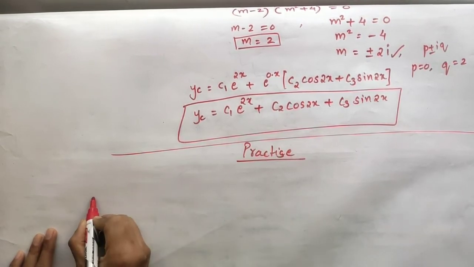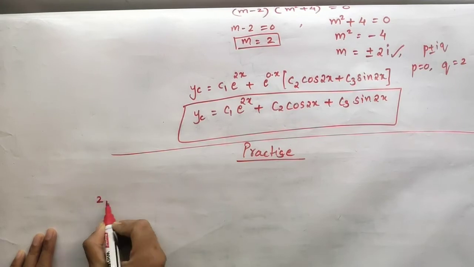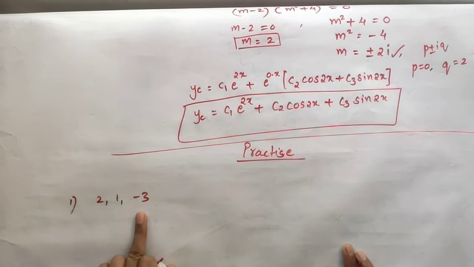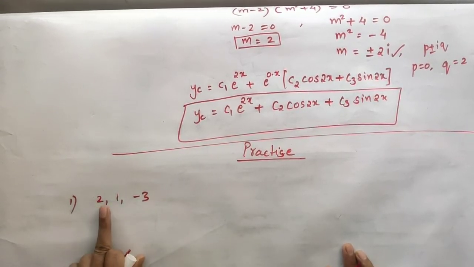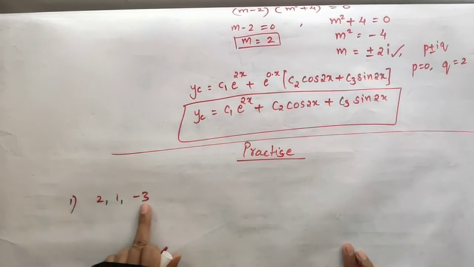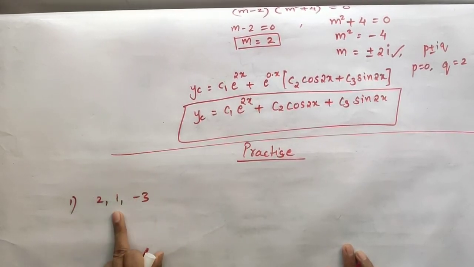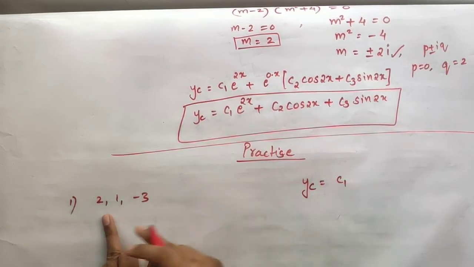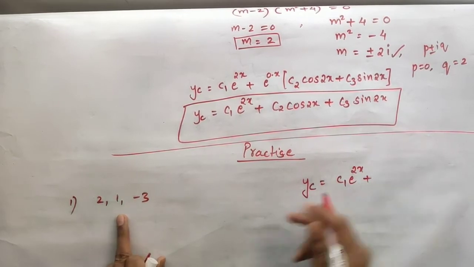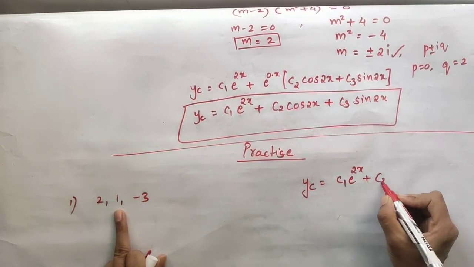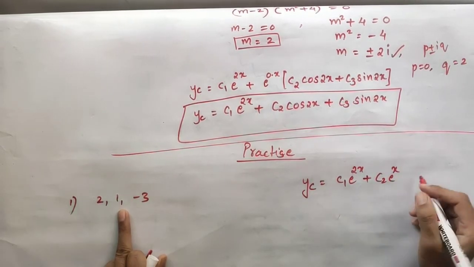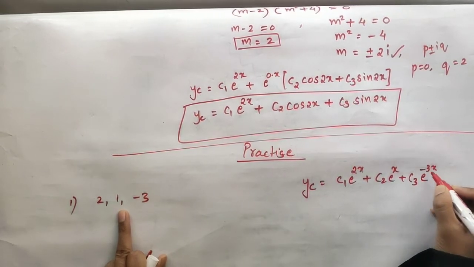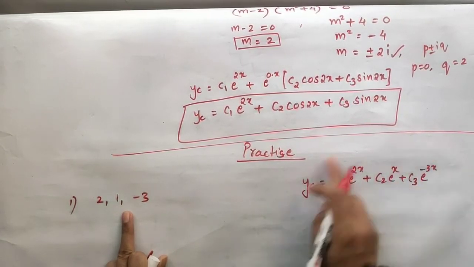Say the roots are 2, 1 and minus 3. First example: 2, 1 and minus 3. You see that the three of them are real and distinct. So what does the rule say? You can write yc as c1 e to the power 2x plus c2 e to the power 1 into x, which is x, plus c3 into e to the power minus 3x, the last root into x. So this is the way you write the solution.